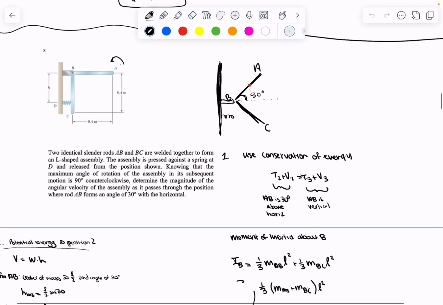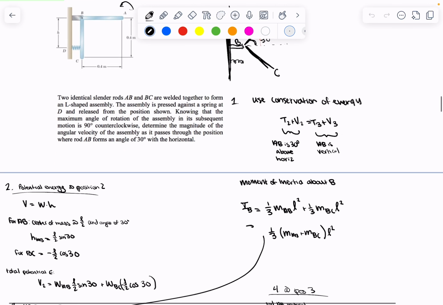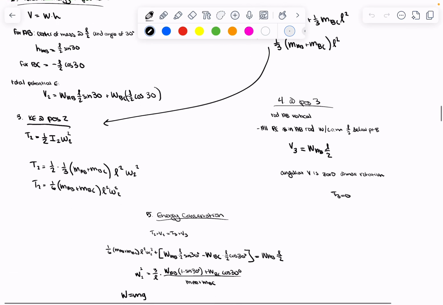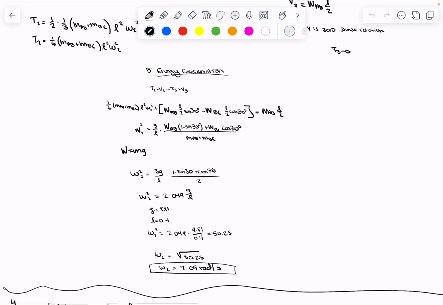Here we have 2 rods that are connected at a hinge, and they are rotating. Here we're going to use conservation of energy, find the moment of inertia about B, the potential energy at position 2, and then the total potential energy. Solving all the way down, we get omega 2 is equal to 7.09 radians per second.